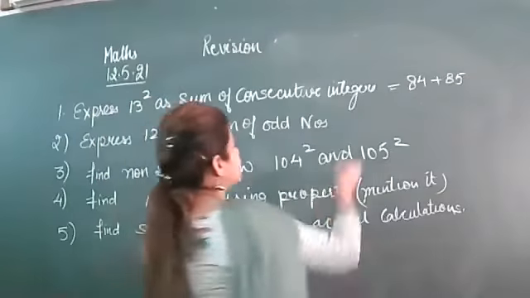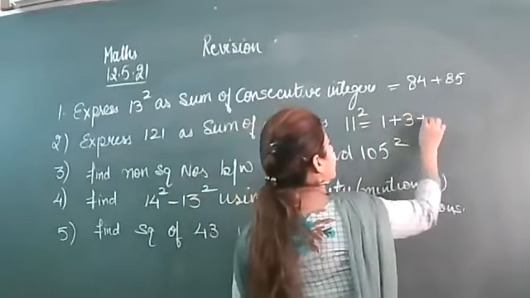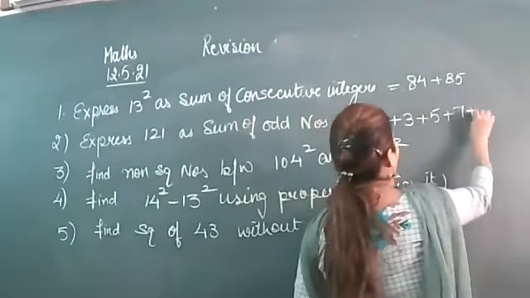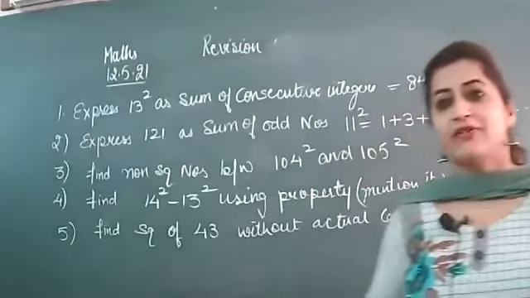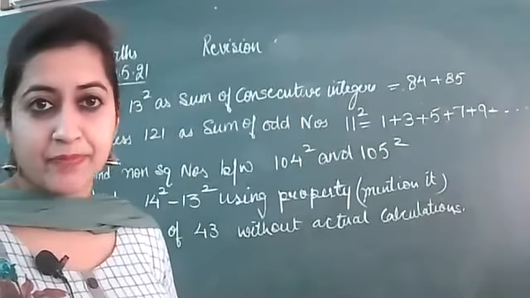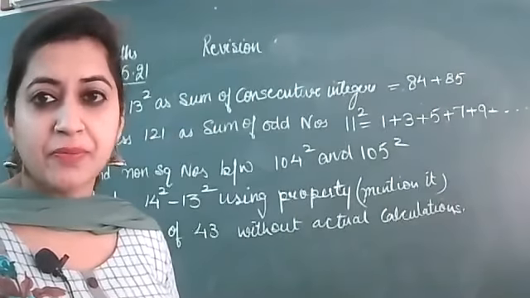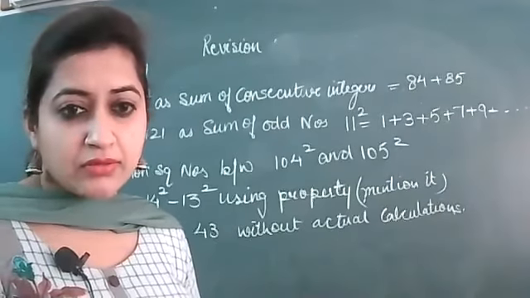121 is 11 square. So you can represent it as a sum of first 11 odd numbers. So what will be the last odd number? What will be the 11th? 21. Yes, Arish? 21.